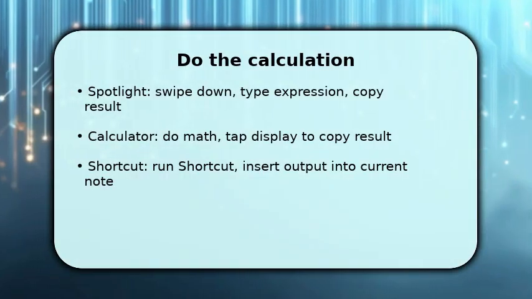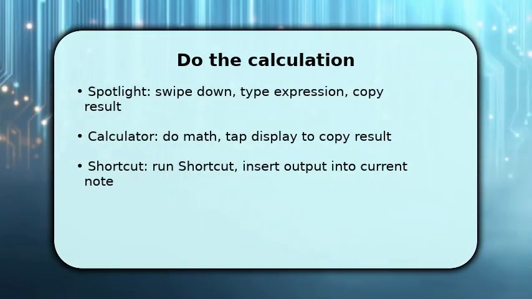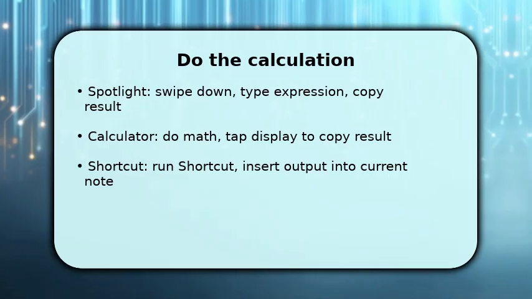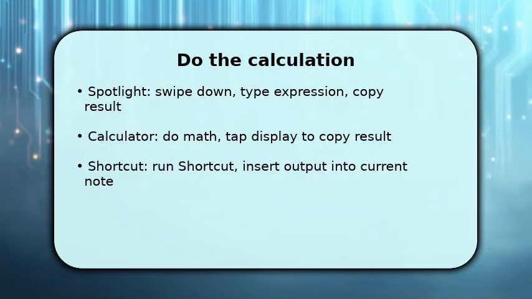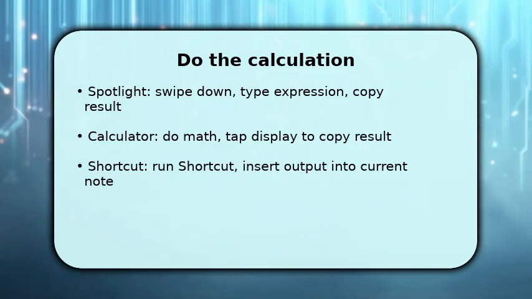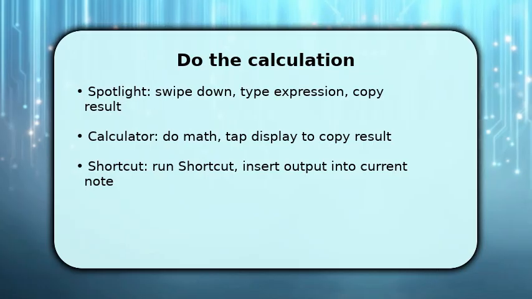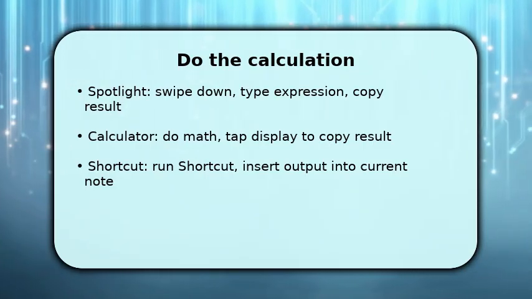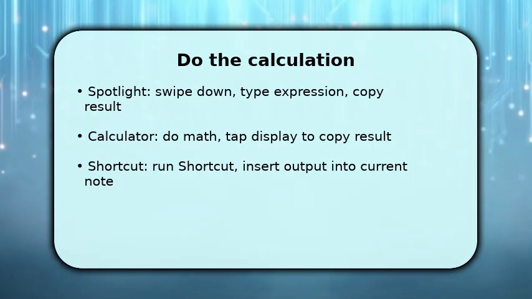Now perform the math. For a quick answer, swipe down on the home screen, type your expression in Spotlight, then tap and copy the result into Notes. This is fast and handles standard operators. For multi-step work, open Calculator, complete operations, then press the result and copy, paste into your note for record keeping. For repeat tasks, run a custom shortcut that computes and appends the value to your open note.